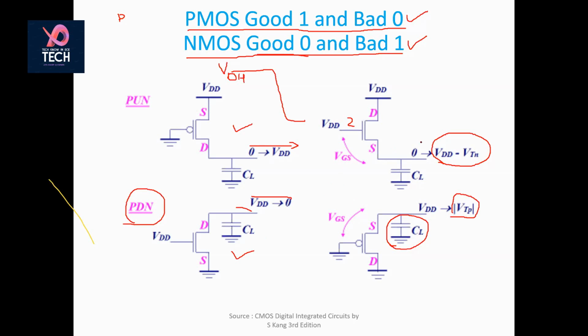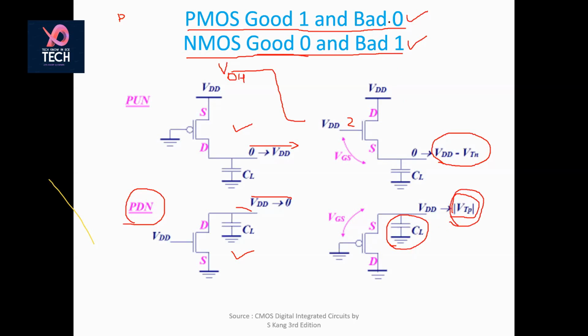Now the opposite case. In this case, we are using NMOS as pull-up network. Now when we are using NMOS as pull-up network, your output is not VDD, but it is VDD minus VTN. That means some of the voltage from the VDD is being consumed in neutralizing the threshold voltage. So that means it is giving you a bad 1. Now here we are using PMOS as pull-down network. So when you are pulling this down to zero, your output at CL is not zero, but it is equivalent to the threshold voltage of PMOS. So that means it is a bad zero.